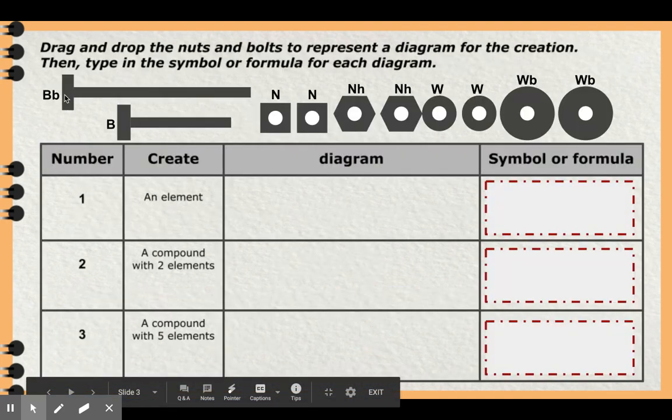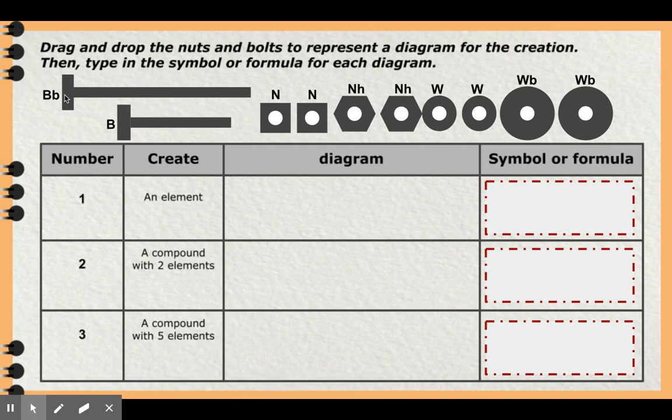So you are going to drag and drop the nuts and bolts to represent a diagram for the creation, and then type the symbol or the formula into each diagram. For example, number 1 is saying it wants you to create an element. Well, all of these individually are elements, and I know that because of the chemical symbol it has. It's one symbol, either one letter or 2, that represents one particular type of element. So you can click and drag any one that you want.